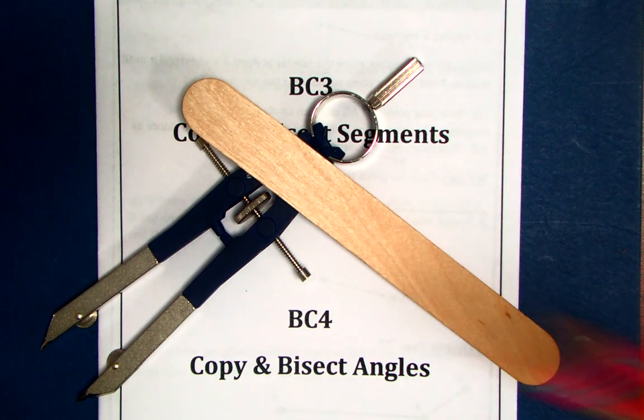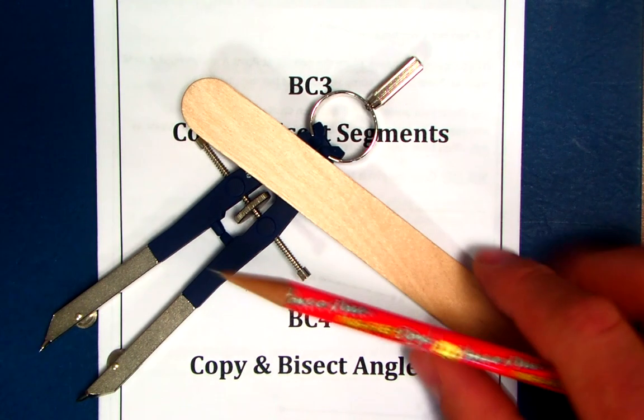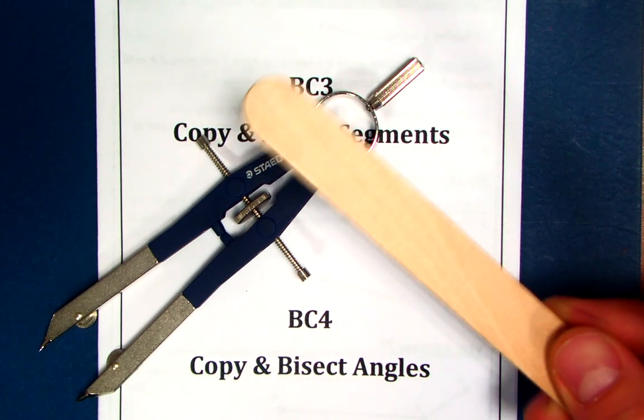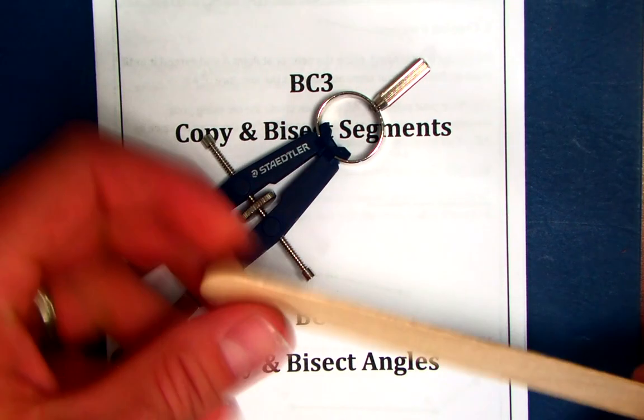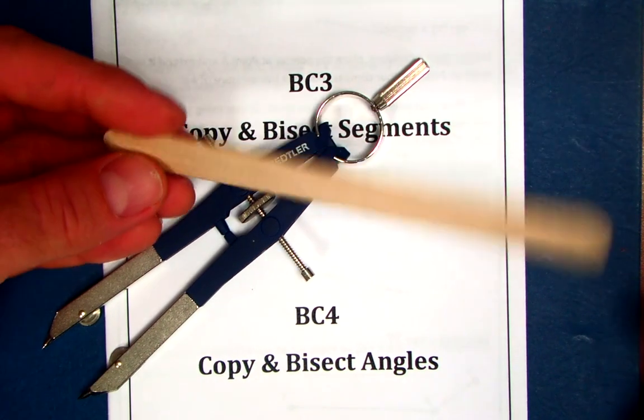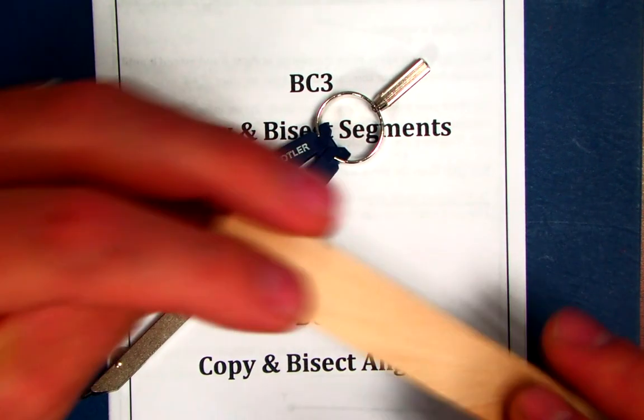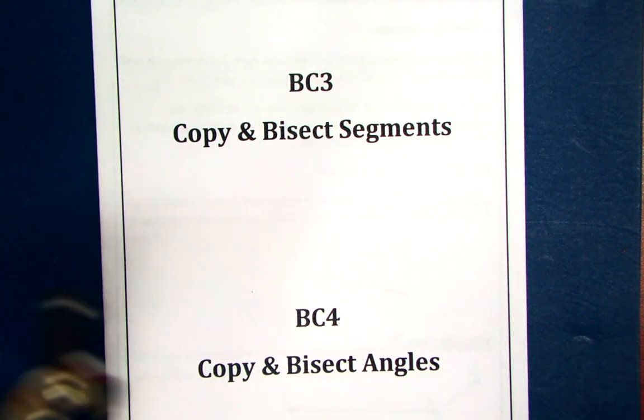All right, so in this lesson, you're going to need a straight edge. I've got a popsicle stick or tongue depressor, and you're going to need a compass. Okay, you can use a ruler, but you're not going to need to do any kind of measuring. You just need something with a straight edge. And what we're going to do is what are called constructions.